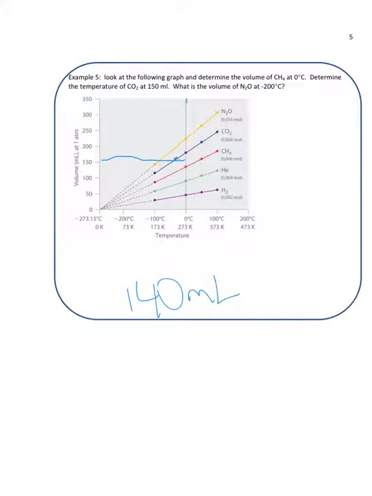Okay. Then we're going to trace our line down. And our temperature is somewhere between 0 and negative 100. Looks like it's closer to the 0. It's not quite halfway, so it's definitely less than 50. So I would say this is somewhere around 20 degrees Celsius, if I had to guess.